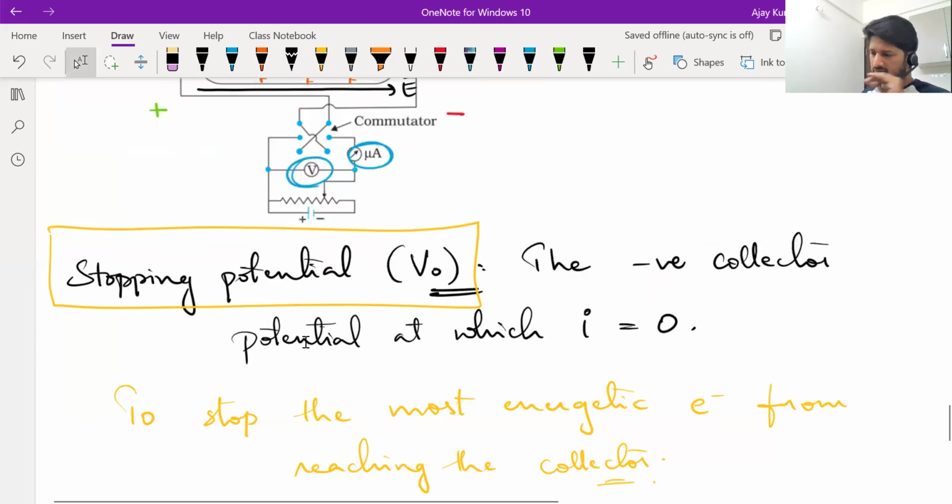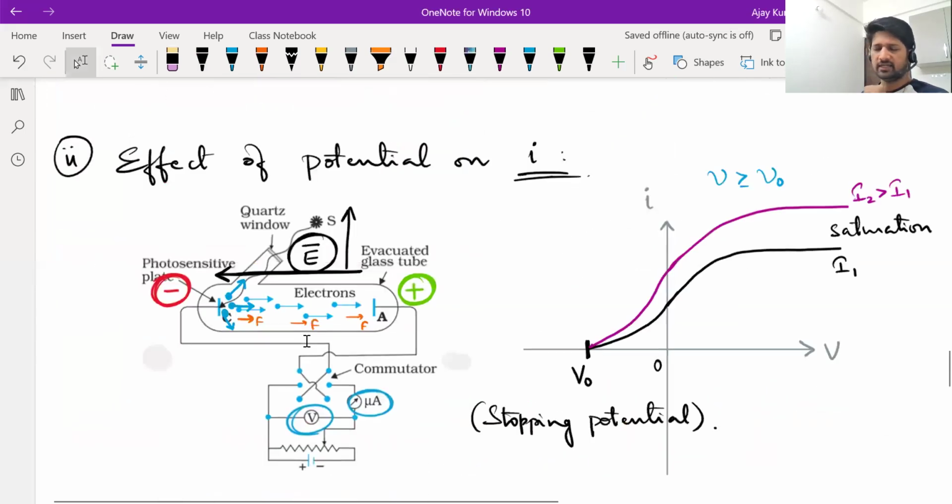Okay, so at different levels of intensity, they conducted the experiment. They studied how current varies with potential, and it was found that stopping potential remains the same irrespective of intensity of radiation. Okay.